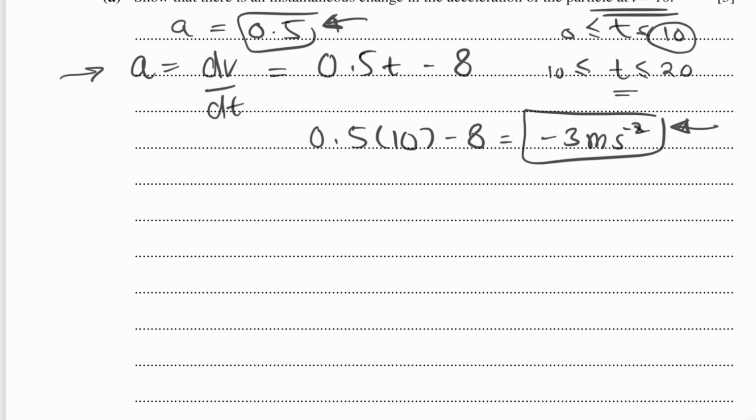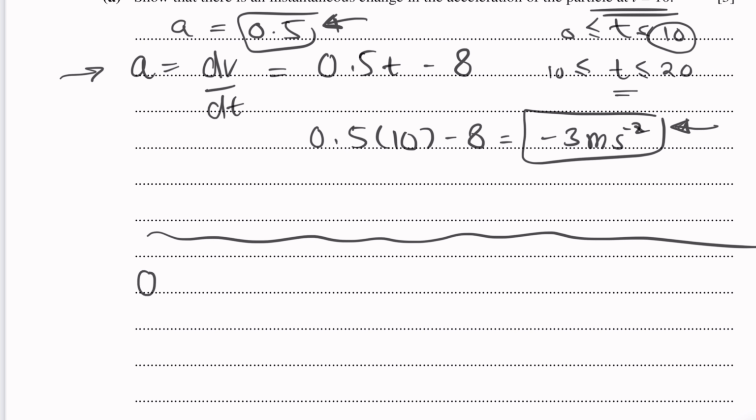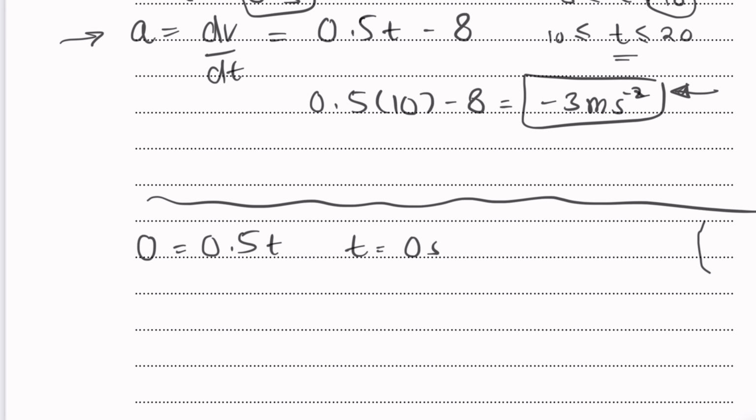So let's continue right here. 0 equals 0.5t. Here we're only at rest at 0 seconds. That's fine, we started from rest, but I'm not looking for this. I'm looking for the next interval, where v equals 0. Let's see what time it is at rest.